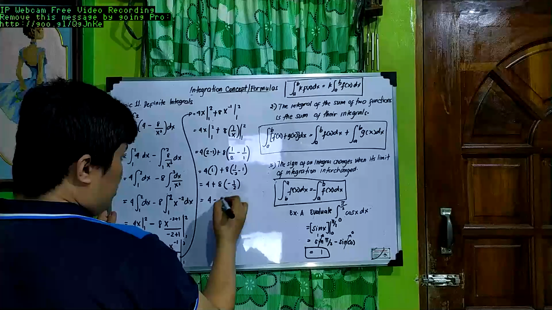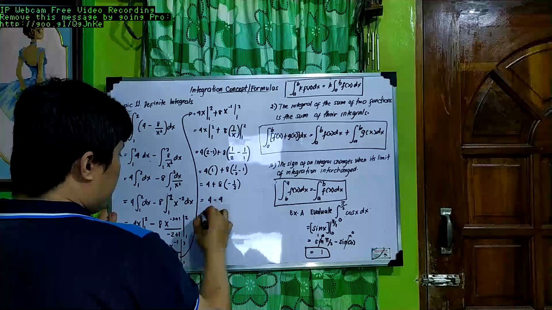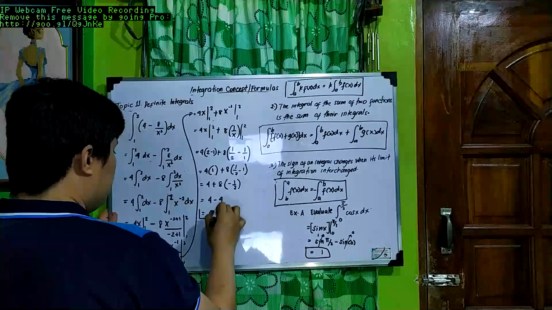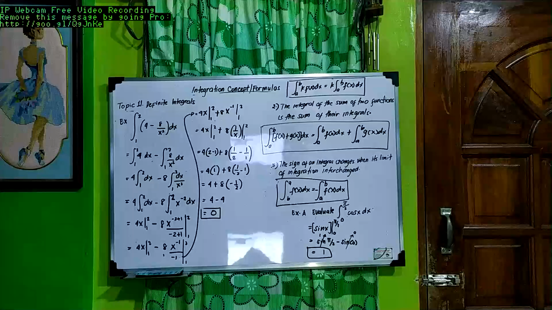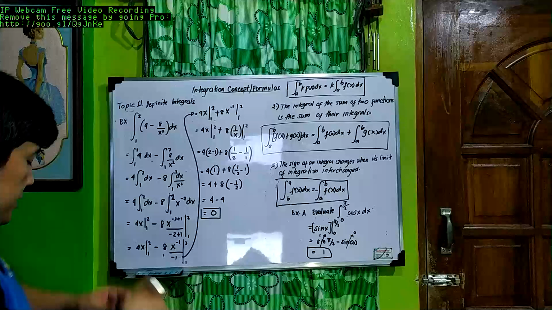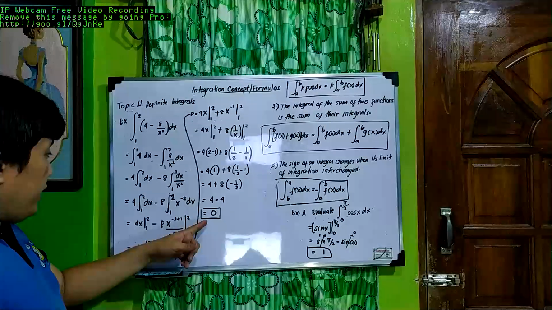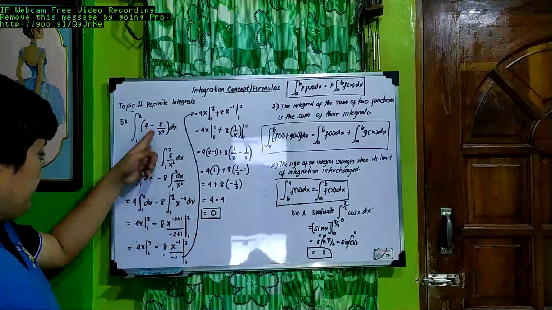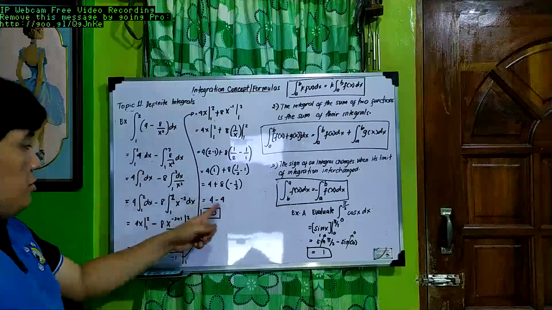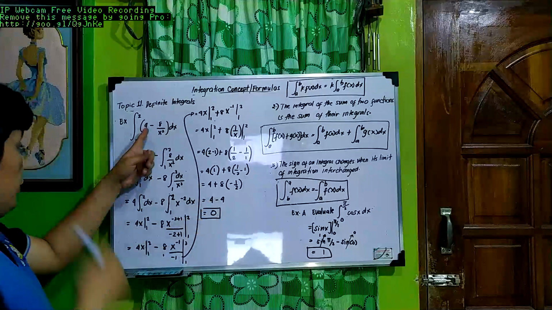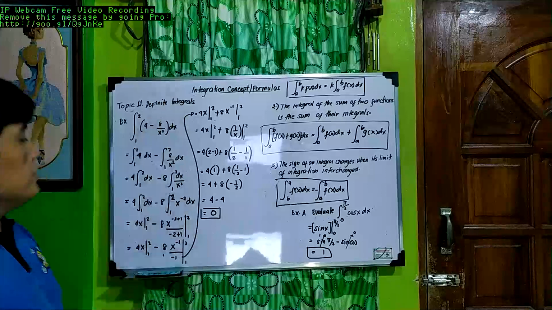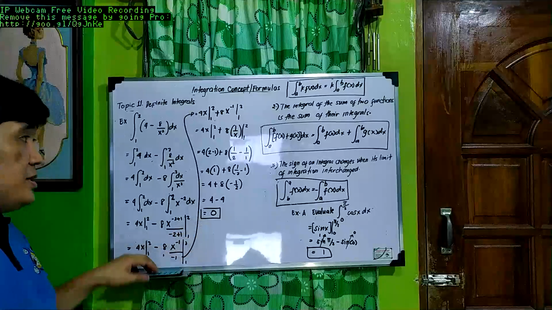8 divided by 2, that is 4. 4 minus 4, you will have 0. So therefore, you have 0. In this case, actually, my given problem is positive, so this should be 8. But we already did the negative one, so let's continue. It will result with 0.